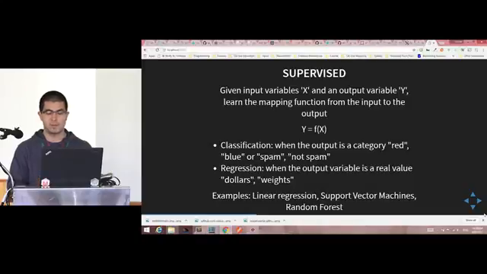Examples of algorithms that support that are linear regression, support vector machines, and random forest. Random forest is like a tree, and basically you build multiple trees, you set up the parameters randomly, so that's why we call it random forest.